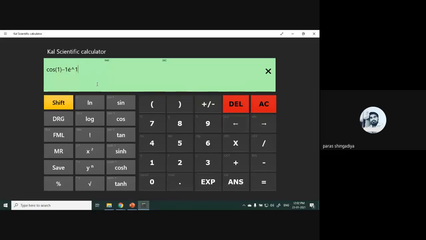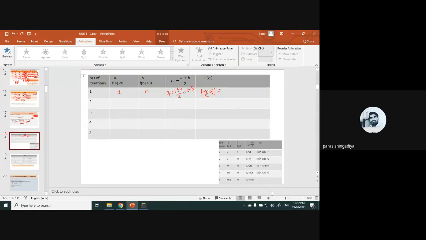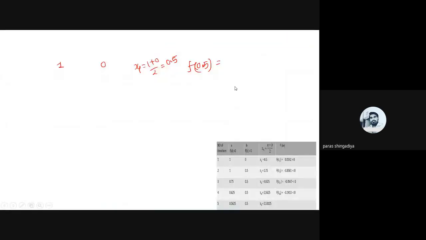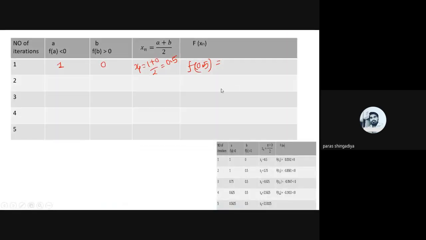Consider 0.5 in place of 1, that is 0.5. Then 0.5 and e raised to 0.5. After pressing enter, the answer will be 0.0532. Are you getting this answer or not? 0.0532, that is f of 0.5.